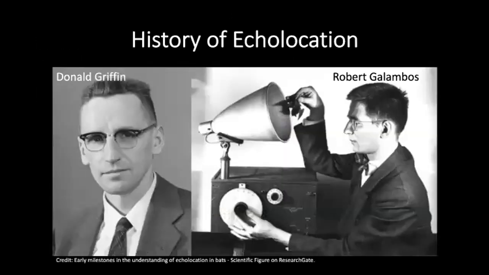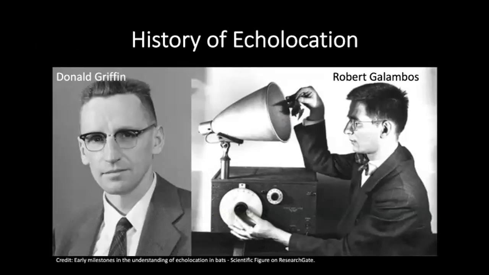And so it was these two guys, Donald Griffin and Robert Galambos, who discovered echolocation in bats and discovered how bats use it. I'm going to be mostly talking about Donald Griffin because I know more about him, but both of them are super interesting figures who have done a ton of really cool ecological work.